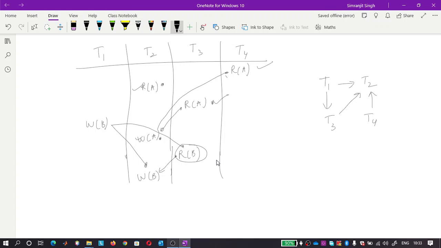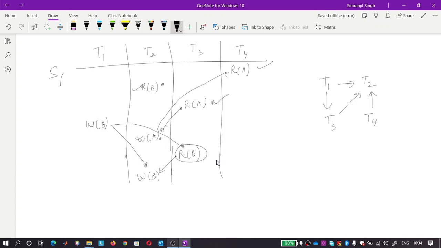Write the in degree here. Is there a cycle? I don't think there is a cycle. There is no cycle here, so I can say that schedule S1 is a conflict serializable schedule. To which serial schedule is it conflict serializable? So check here. Write the in degree.